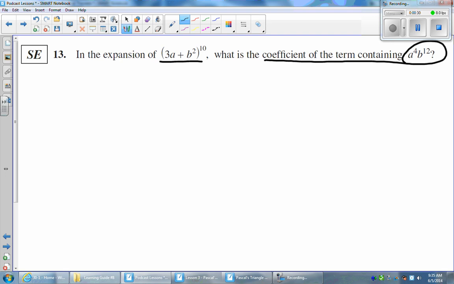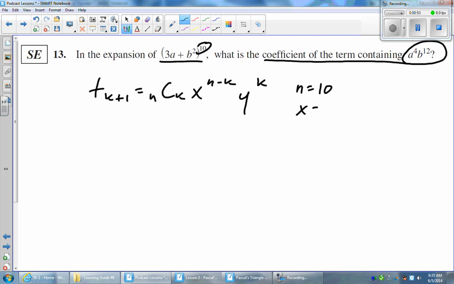So once again, the general term formula on the formula sheet is t sub k plus 1 is equal to n choose k, x to the power of n minus k, y to the power of k. So before we plug things in, we need to find out what the values are for n, k, x, and y. For n, that is just the binomial expansion exponent, and we are expanding up to 10. For x, that's going to be the first term in the binomial, which is 3a. For y, that's the second term, which is b squared.